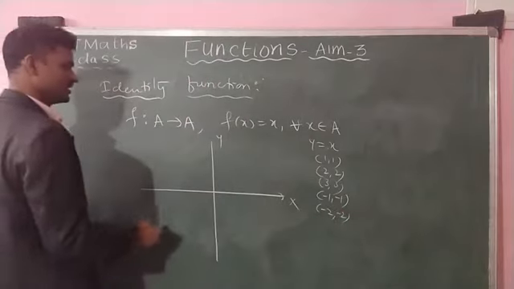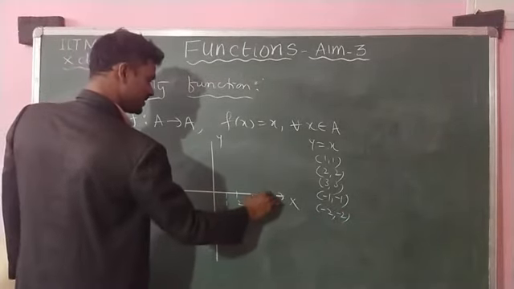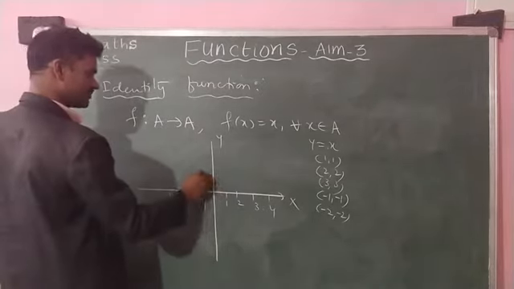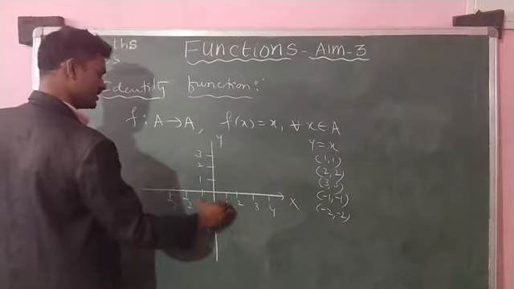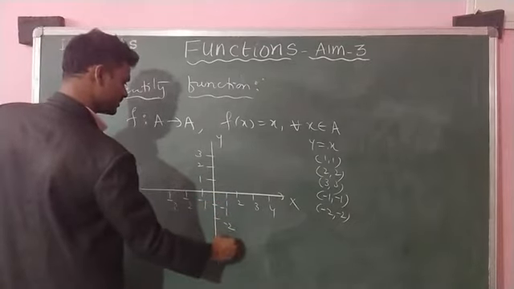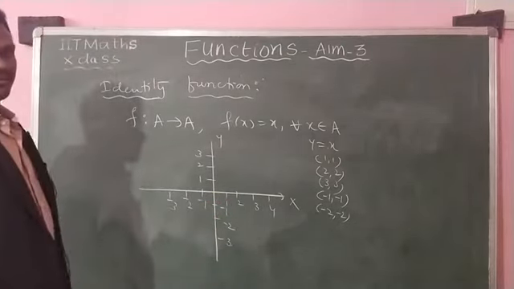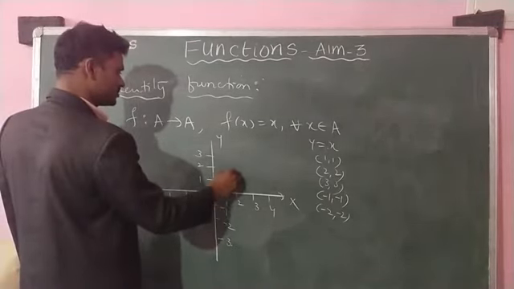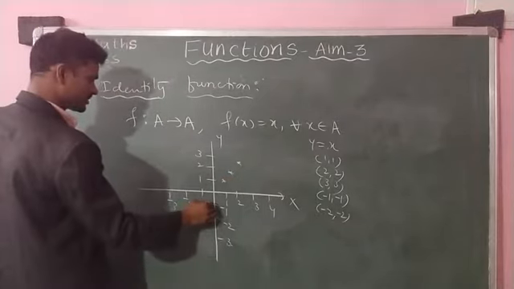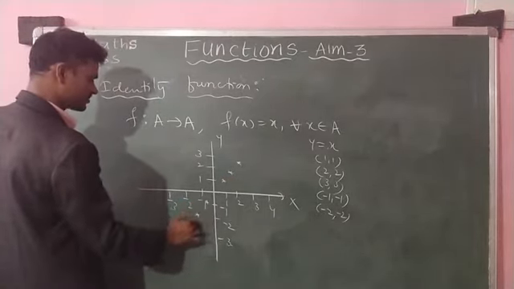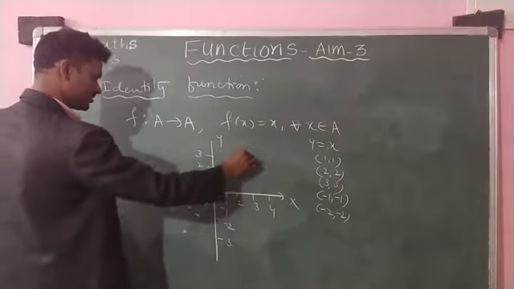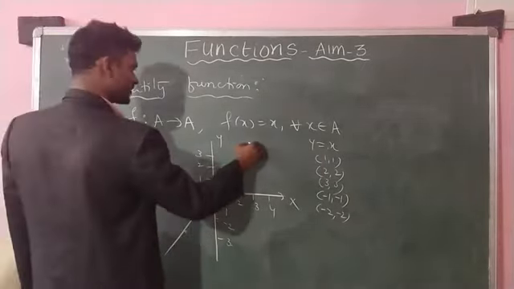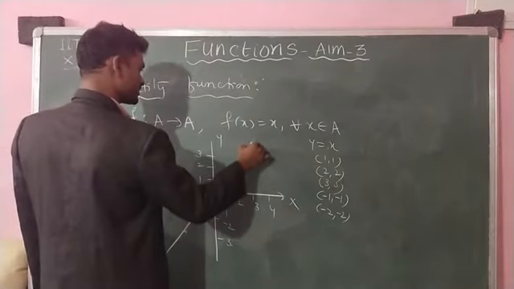Okay, now see here. Here 1, 2, 3, 4, minus 1, minus 2, minus 3 up to so on. Here plus 1, plus 2, plus 3. Here minus 1, minus 2, minus 3. Now represent the ordered pairs on the graph: 1, 1; 2, 2; 3, 3; minus 1, minus 1; minus 2, minus 2; minus 3, minus 3. Now you have to join all the points. This is y is equal to f of x, y is equal to f of x is equal to x.